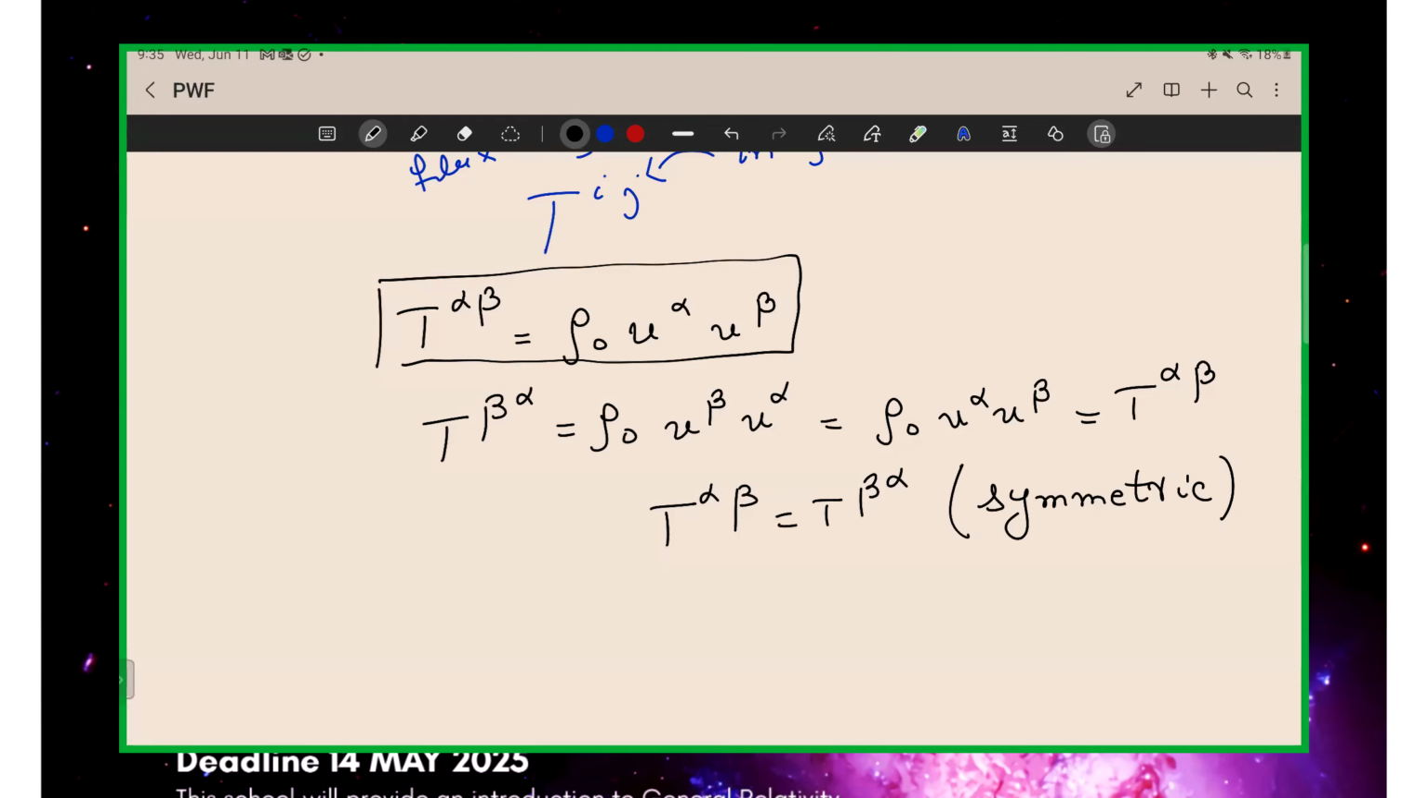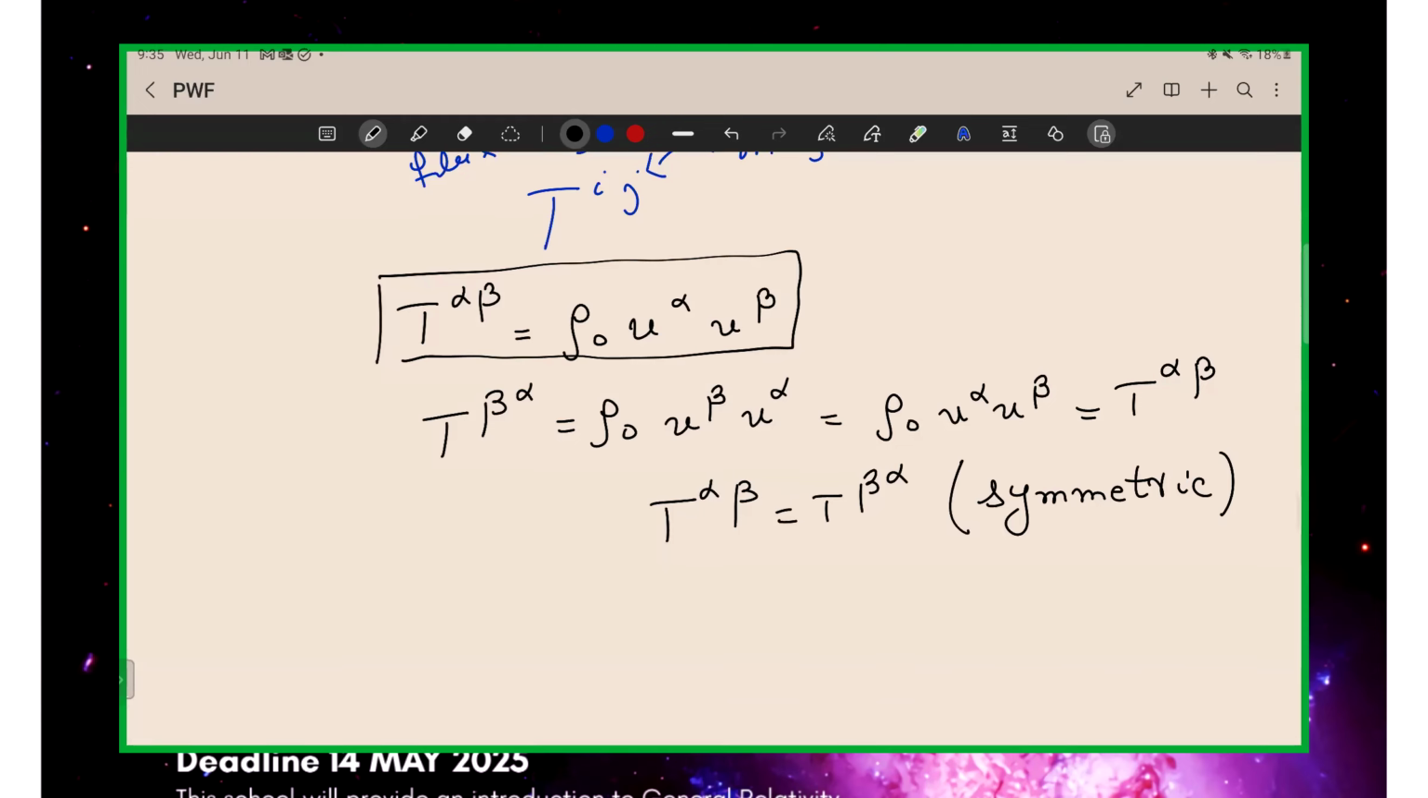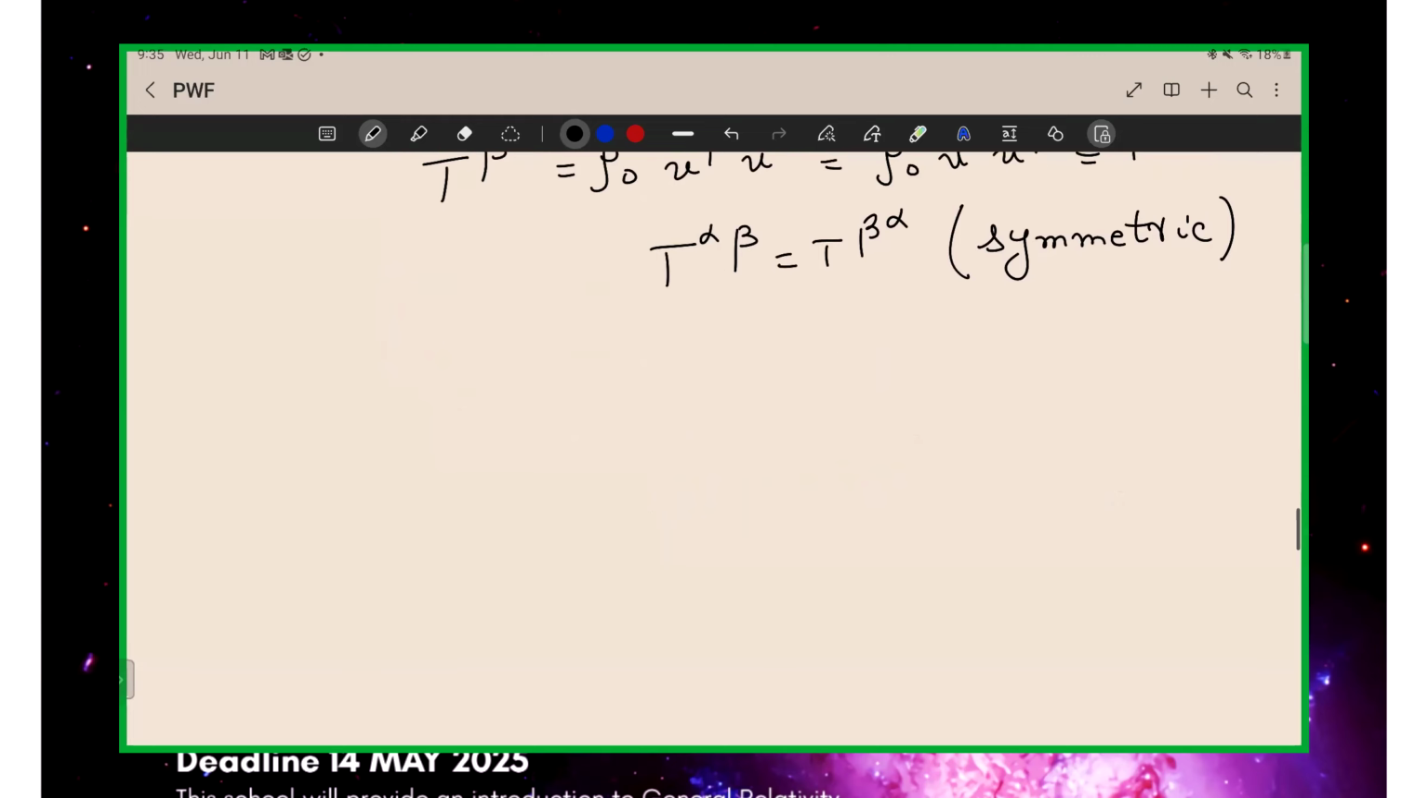Now I need to derive a property of the stress tensor. Wait, I think we have another question. U alpha and U beta commute. Yes, because they are just vector components. There is no reason why they shouldn't commute, right? If they were fermions, I don't know if you are familiar with fermions, then yeah, they won't commute. But here they are just components of a vector. So yeah, they commute.